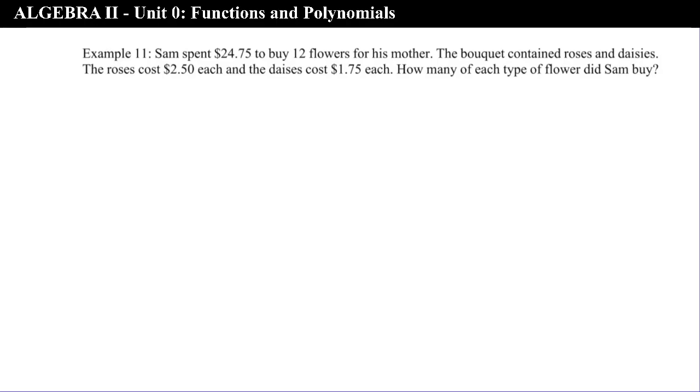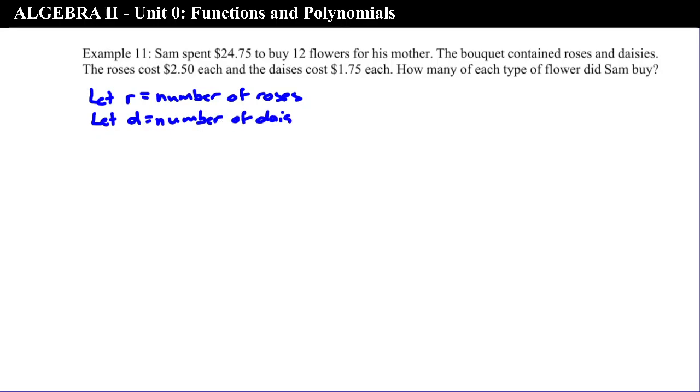Okay, well, we can define our variables. So far we've been using x and y, but you don't have to use x and y. Let's use something that reminds us of what the variables stand for. So why not let r equal the number of roses? And let's let d equal the number of daisies. So let's set up our system of equations this way.